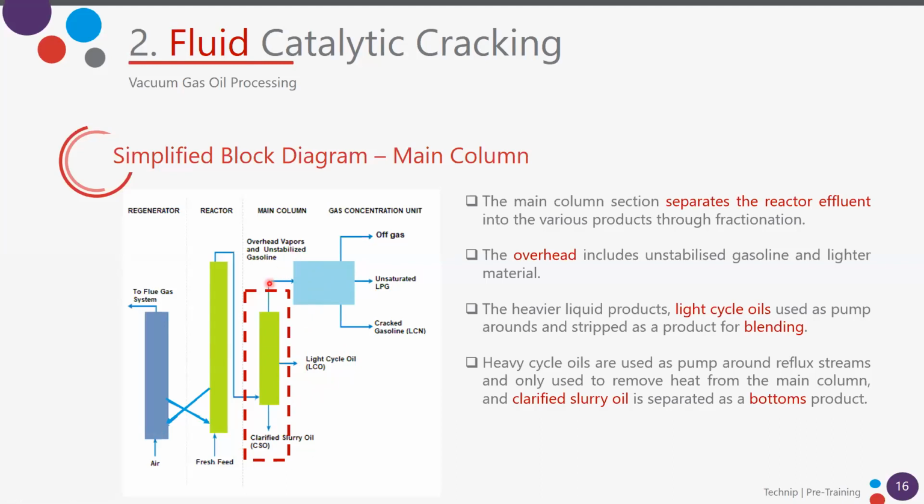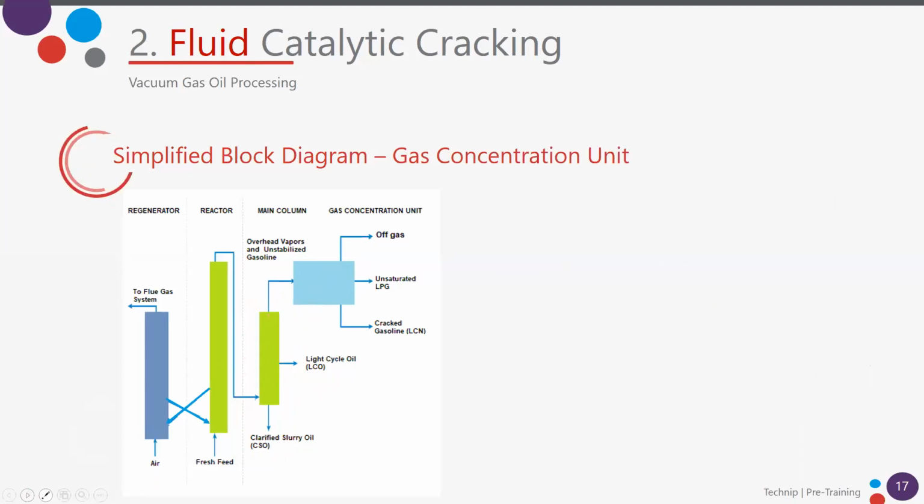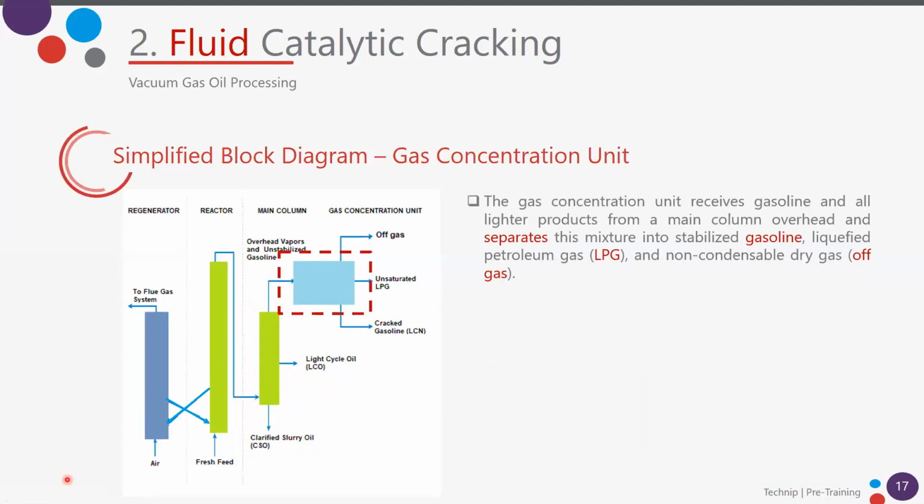What happens with this overhead vapor? Here we have vapors and some unstabilized gasoline that we will send to the next unit, called the gas concentration unit. This gas concentration unit receives gasoline and all lighter products from the main column overhead and separates the mixture into the stabilized gasoline, the liquefied petroleum gas, and the non-condensable dry gas.